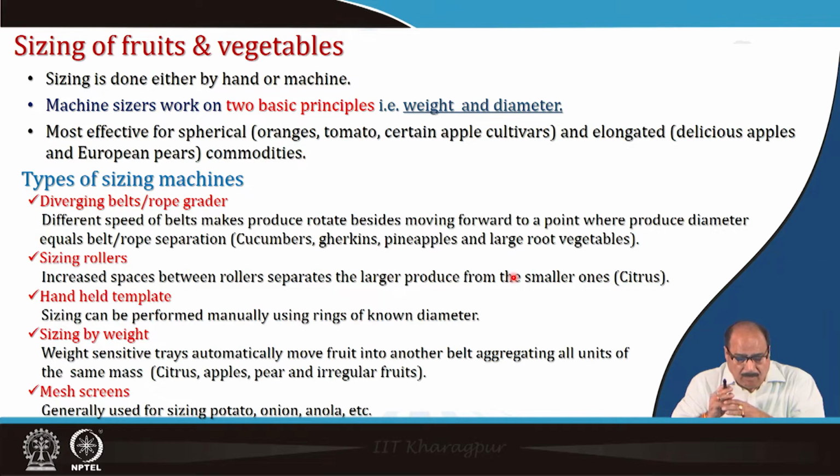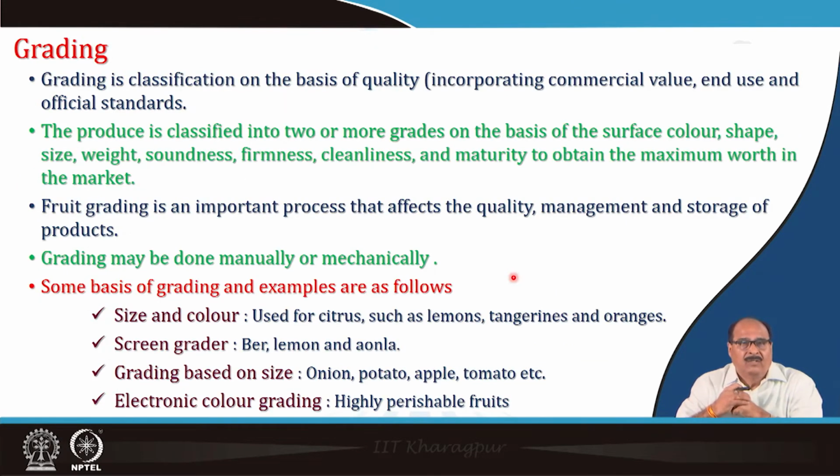That is, the citrus, apples, pears, or irregular fruits, etc., they can be sized using this system. Then mesh screens can also be used for sizing of the fruits and vegetables. It is generally used for sizing potato, onions, amla, etc.